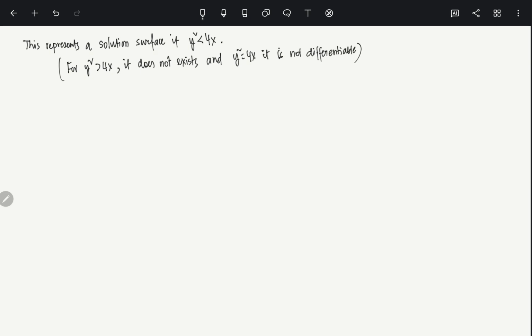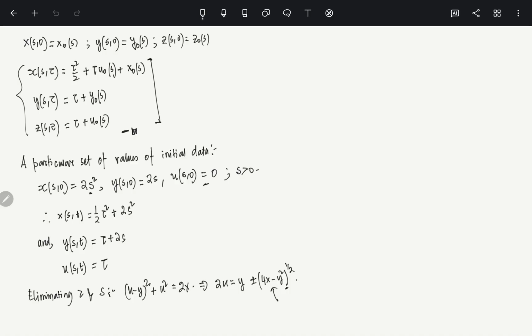Okay. So what we can do here is just write down what the solution is. If you look at that particular upper half region, 2u equals y plus or minus 4x minus y square whole power half is going to be your solution. Is it okay?